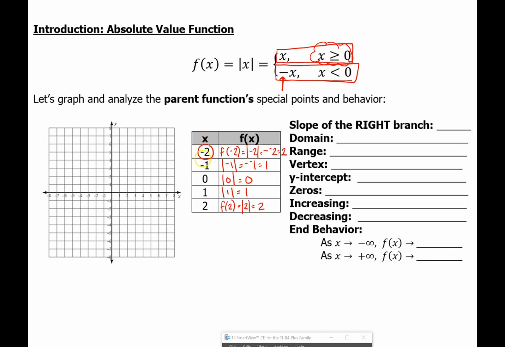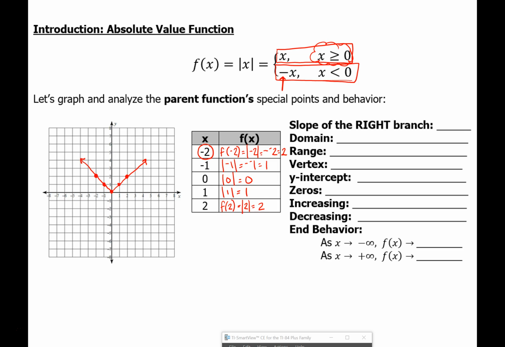So what I've done here in this chart now is that I've created a bunch of ordered pairs. I have my x and I have my y. So at -2 we found that the y value is going to be 2, so I'm going to graph that. And then at -1 it will be 1, at 0 it's 0, at 1 it's 1, and at 2 it's 2. So you can see here, if we connect all of our dots, that we are looking at a V-shaped graph.